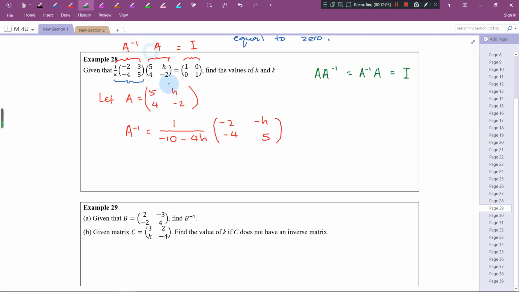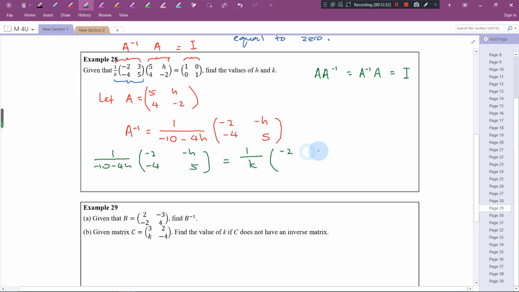Now we know that this is equal to this, right? Because both of them are the inverse matrix of matrix A. So we can write this way. 1 over negative 10 minus 4H, negative 2, negative H, negative 4, 5. This is equal to this. 1 over K, negative 2, 3, negative 4, 5. Then we compare both sides.